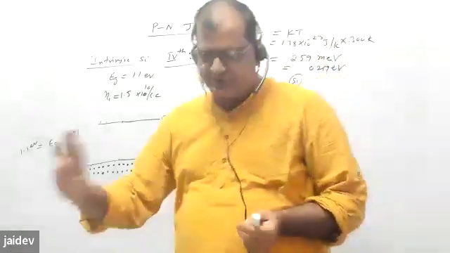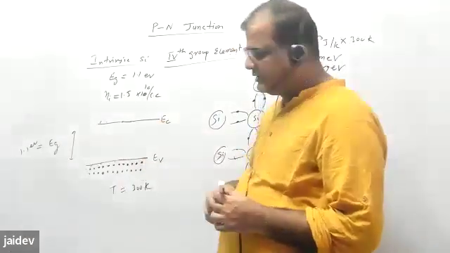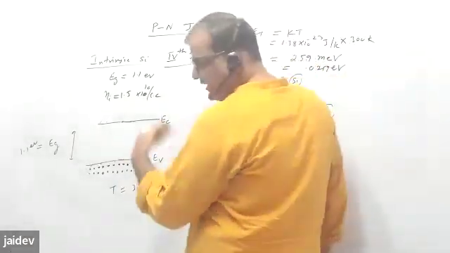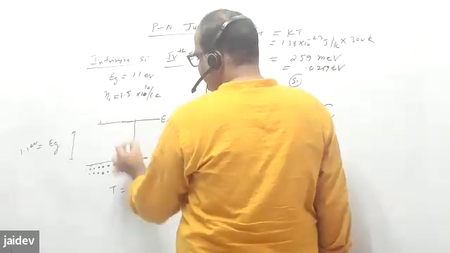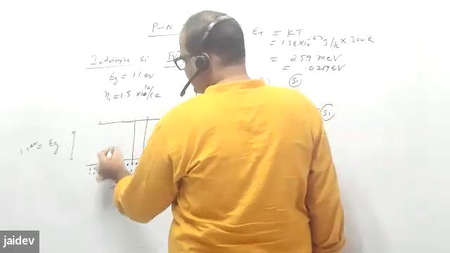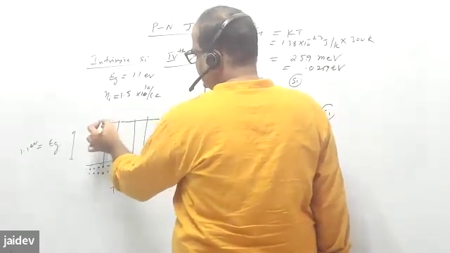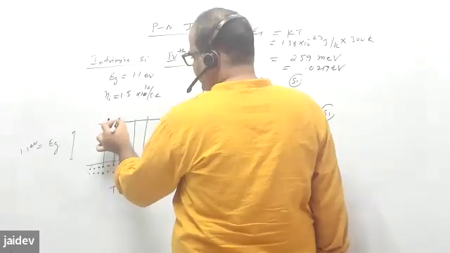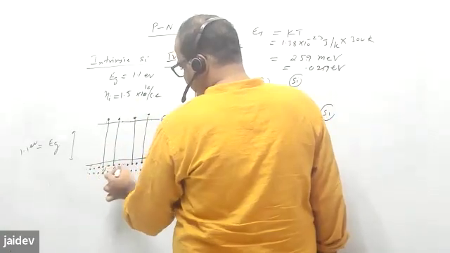But still, somehow these electrons reach here. At zero temperature they cannot reach, but at higher temperature these can move here. Only a very few, say 1% or less than 1%. Say 4 electrons can reach here, so 4 holes will be created.